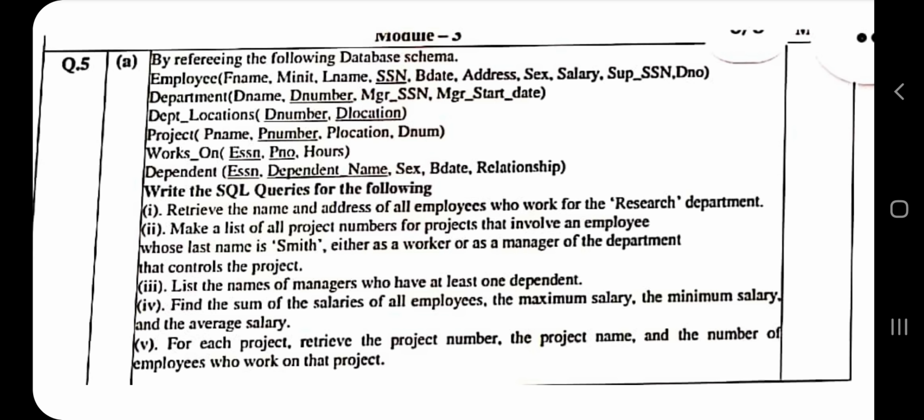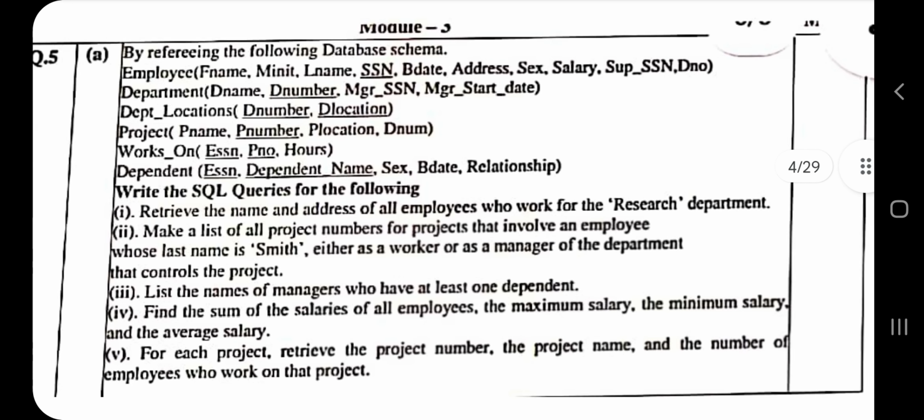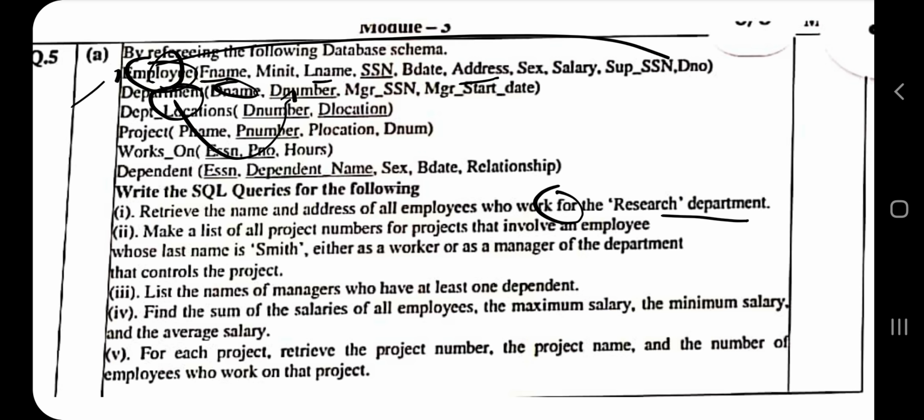So the question is, what is the first step? You have to write these tables here and make the schema diagram. Second thing, retrieve the name and address. Now you can answer me, what all do you need to retrieve? Name and address. Name and address are in which table? The employee table. So select F name and L name, comma address from employee. First step is done. Who work for the research department, where department name is equal to research and department.D number is equal to employee.D number. You have connected these two tables and specified the name as well.